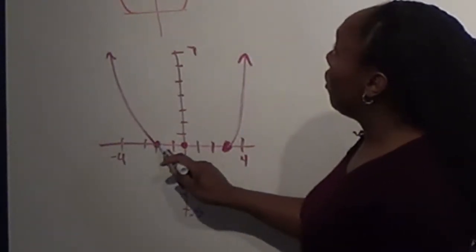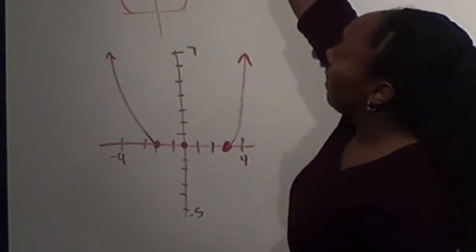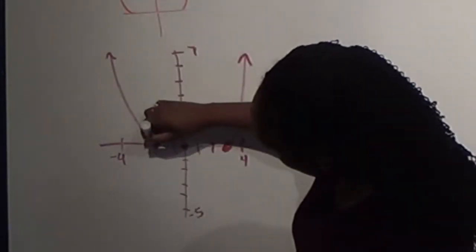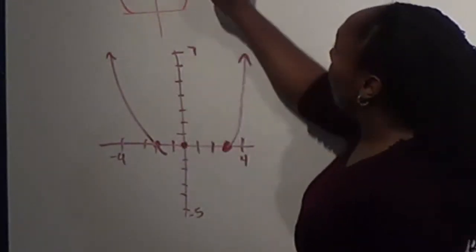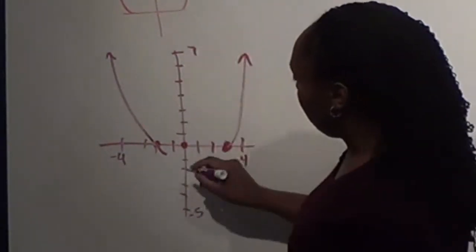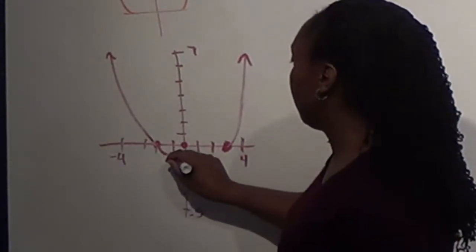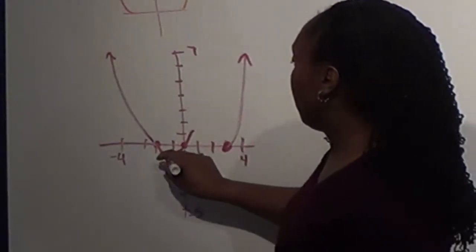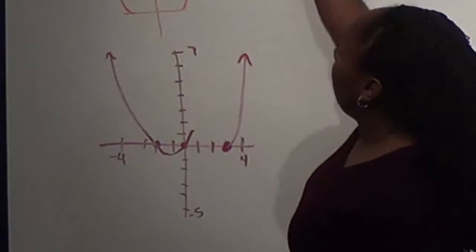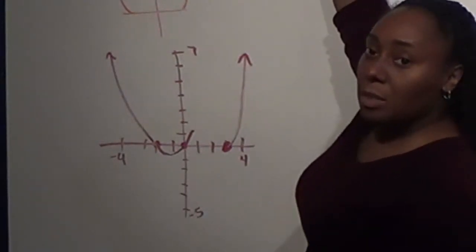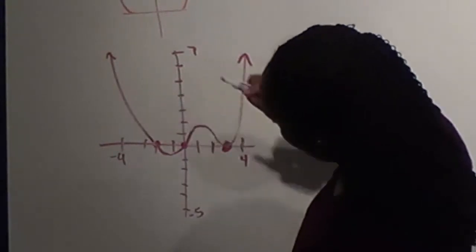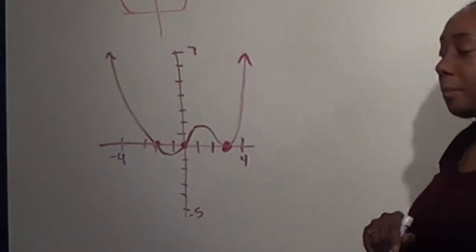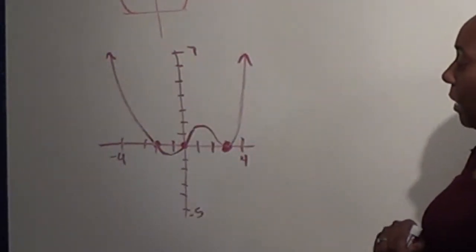So at negative 2, I can see the multiplicity is 1, so it's going to pass through that point. At 0, my multiplicity was 3, so again I'm going to pass through. And then over here at 3, my multiplicity is 2, so it's going to bounce off. Okay, so there would be a sketch of my graph.